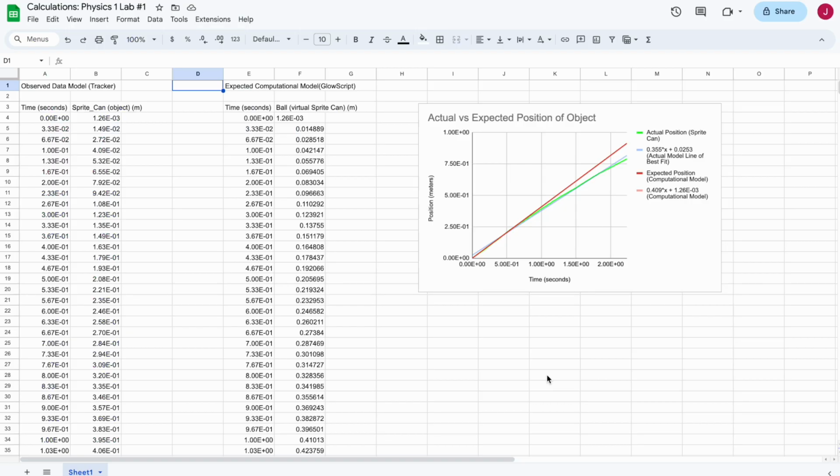Now looking at my spreadsheet, I have my data from both GlowScript and also from Tracker. I inserted all of the points of time in seconds in conjunction with the positions in meters, and then collected these data points on a line graph. As seen in the graph, the points stay relatively consistent up until around 1 second. It was at this point where they began to differentiate and the position decreases from what is expected in the computational model. Again, I also included lines of best fit, especially for the actual observed model, in order to show what the velocity would look like.